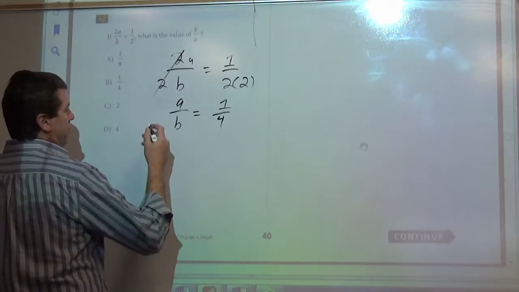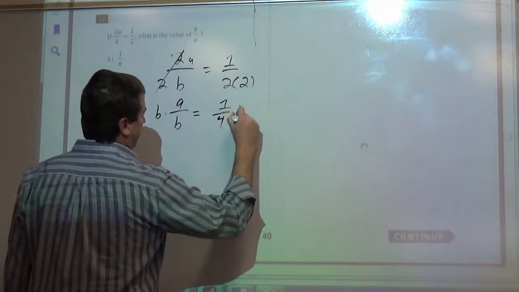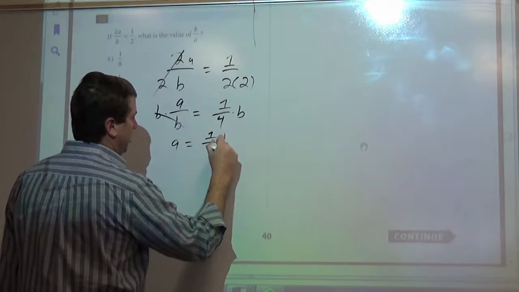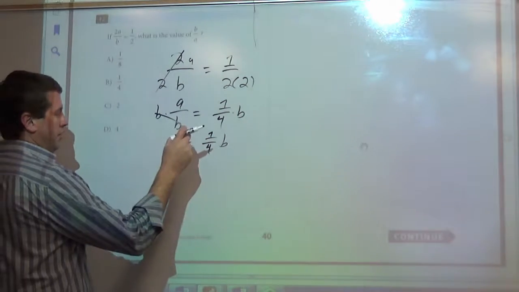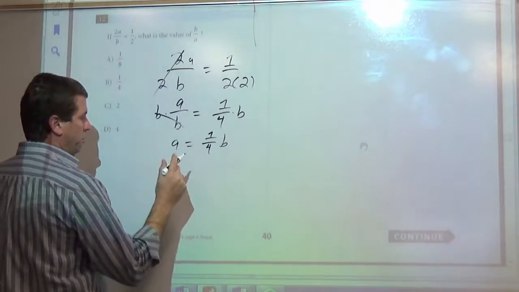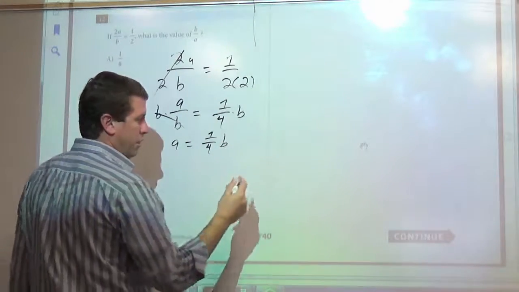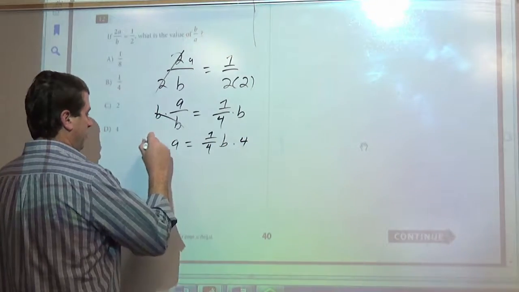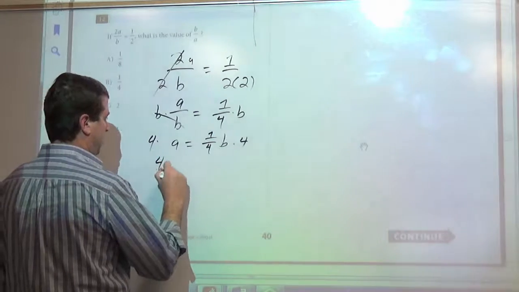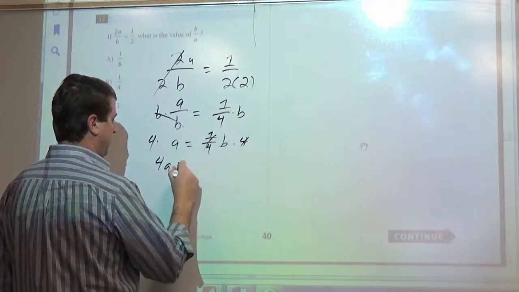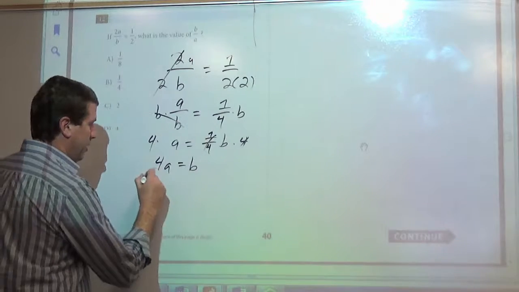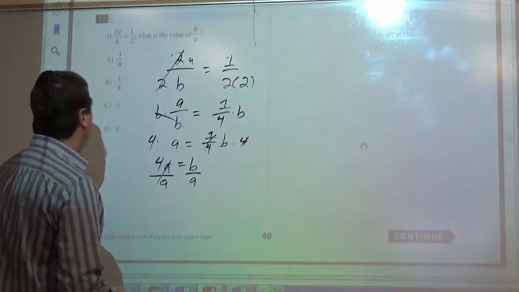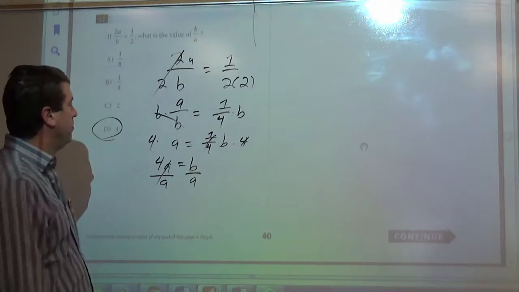So what I need to do, multiply both sides by b. These cancel. Now a equals 1 over 4b. And now I need to divide by 1/4. Dividing by 1/4 is the same as multiplying by 4. So 4a, these cancel. And now I divide by a. Those cancel. So my answer is 4.